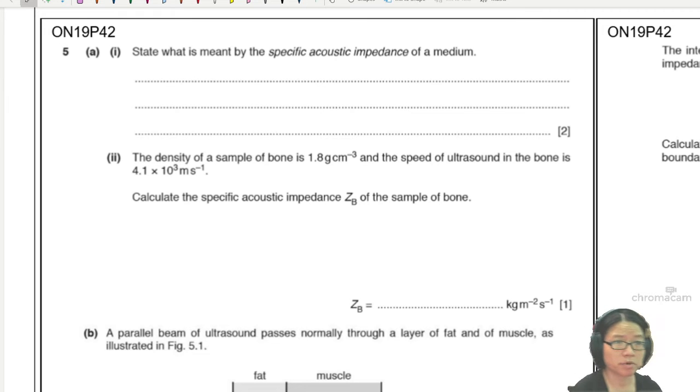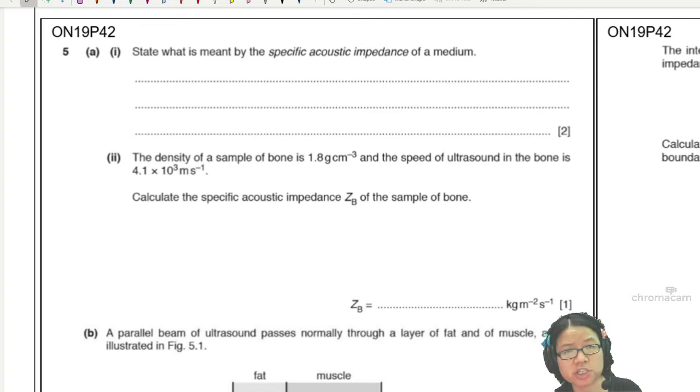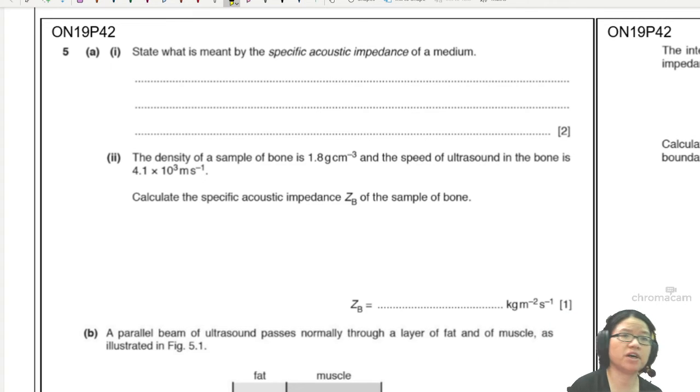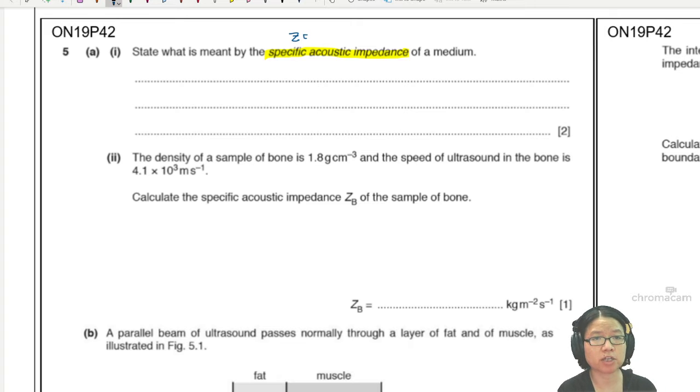Winter 19, paper 42, we are going to look at a question regarding ultrasound, specifically focusing on ultrasound's attenuation and reflection on certain boundaries. But first, let us define what is meant by specific acoustic impedance, or your Z value. You should remember that the Z value is calculated using the product of density times the speed of sound, rho C. So we'll just write that down.